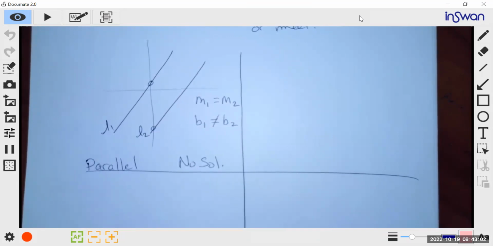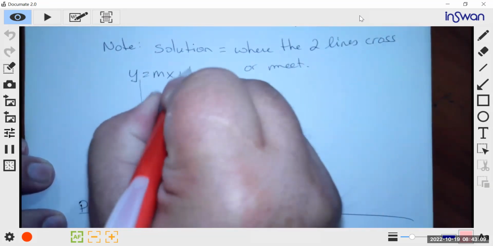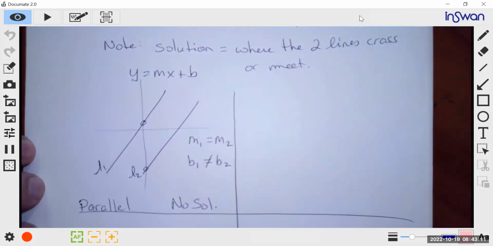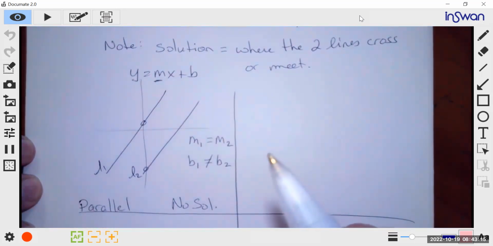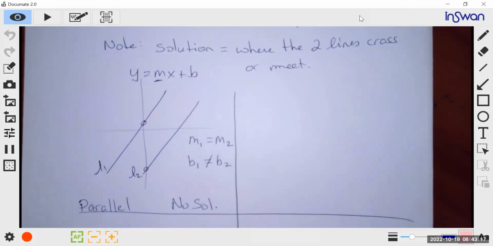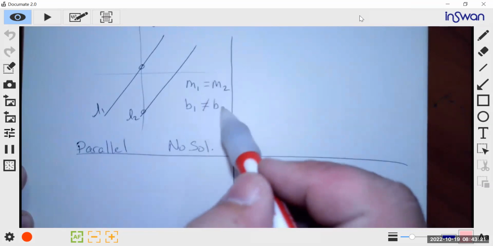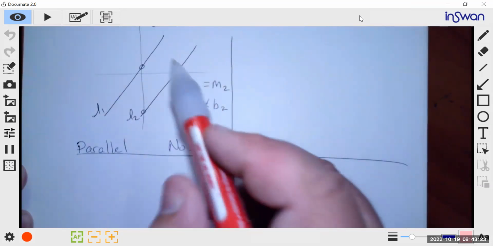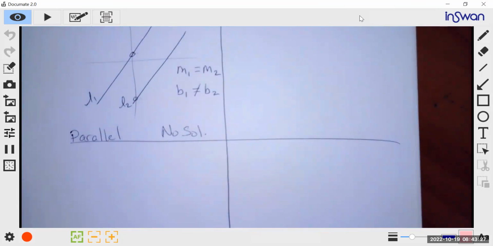So if you have two equations of lines and you solve it and you put it in slope-intercept form, solve it for y, compare the slopes. If the slopes are the same, look at the y-intercepts. If the b values are different, then the lines are parallel. That means they have no solution.